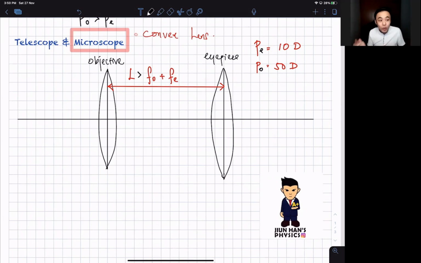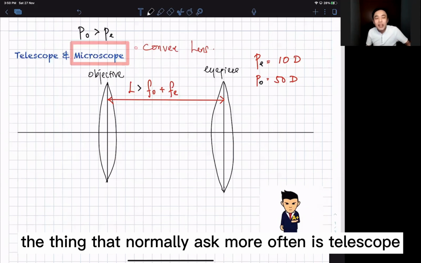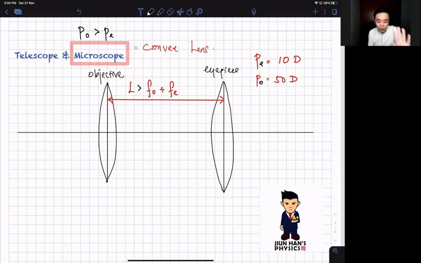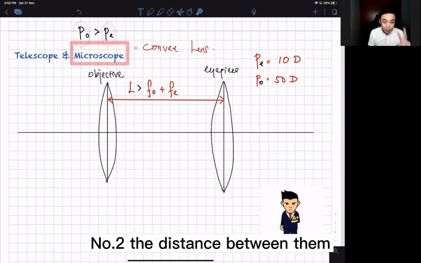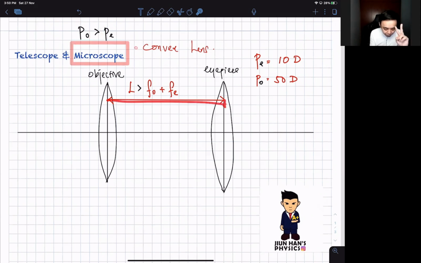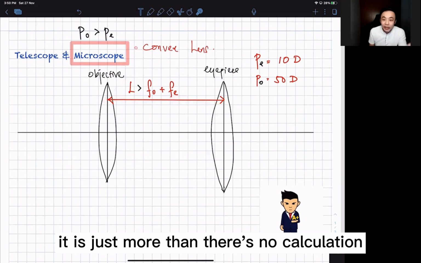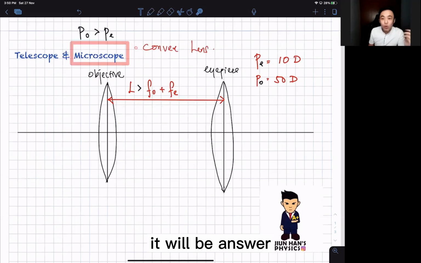So normally, calculation wise, the thing that is asked more often is telescope, because there can be more calculation involved. So for microscope, simple. Number one, the power of the objective is larger than the eyepiece. Number two, the distance between them is more than FO plus FE. It's just more than. There's no calculation needed. Anything more than the value you sum together will be the answer.